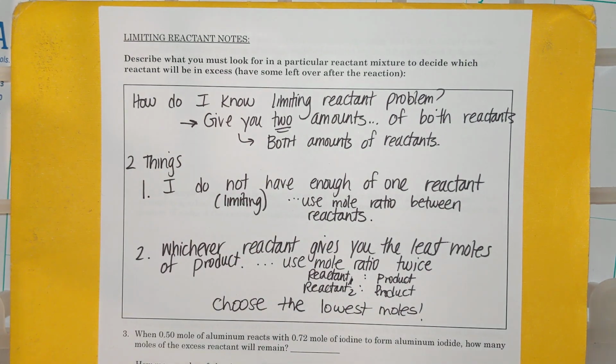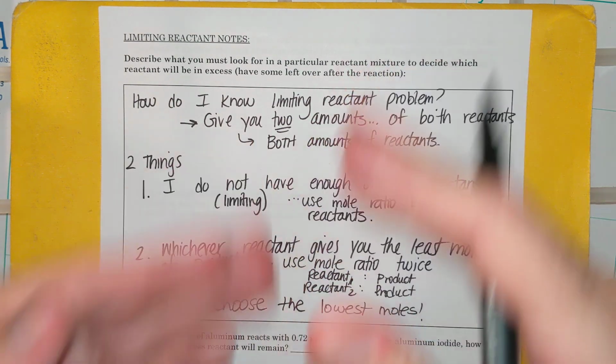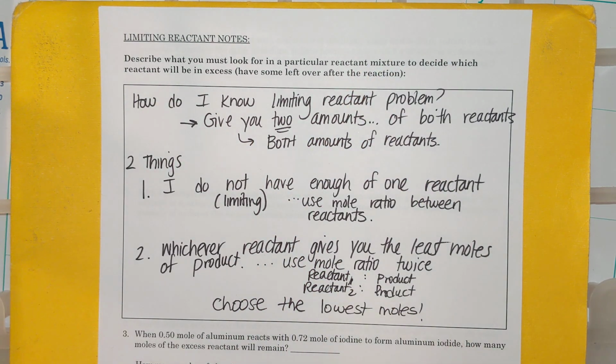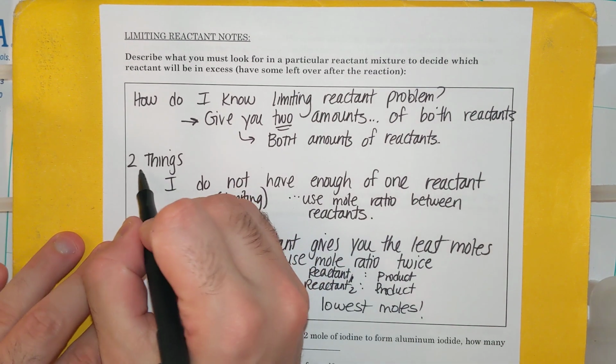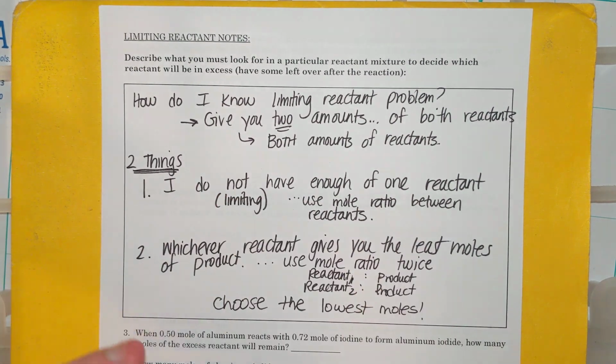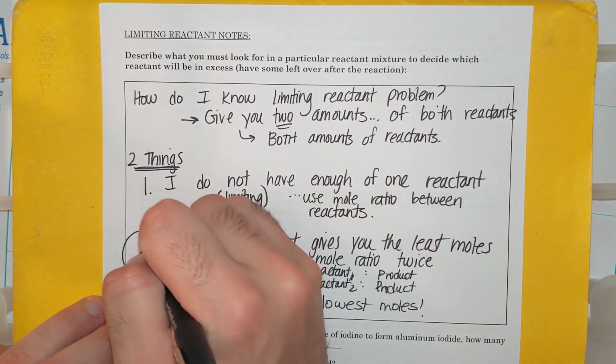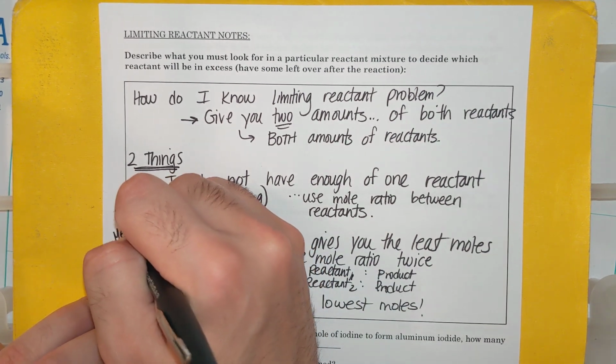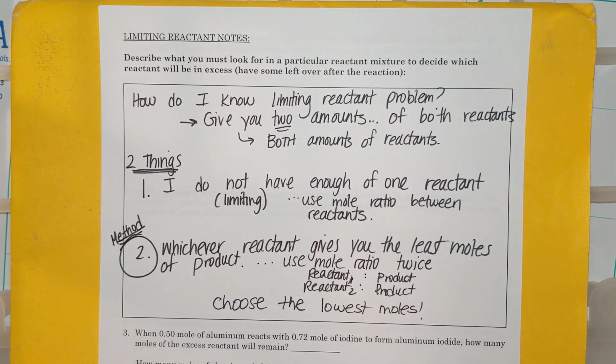All right, so just some notes. In general, just recap, how do I know I'm going to have a limiting reactant problem? If they give me both amounts of reactants. And then what am I going to look for? And I'm going to show you in later videos. I'm either going to figure out I don't have enough of a reactant, and I'm going to realize that that's limiting, or I'm going to see whichever reactant gives me my least moles of product, and I'm going to choose that one. I'm going to always go with this method of figuring out how much product I should get. I'm always looking at which one gives me my least amount of product.